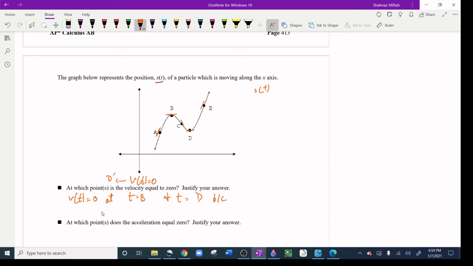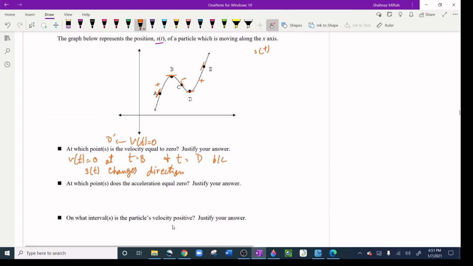I'm going to give justification, because we always write justification, and after because we always mention whatever is given. So I'm going to say because s of t changes direction. Velocity is equal to 0 when s of t changes direction. You can tell it's changing direction at B and D because this is all positive, this is all negative. So at B it changes direction, at D it changes direction. So it's true.